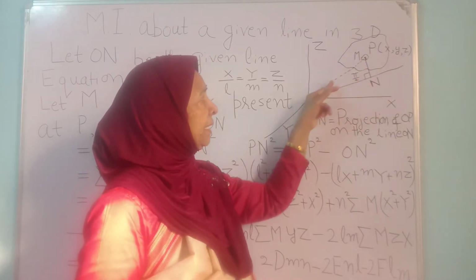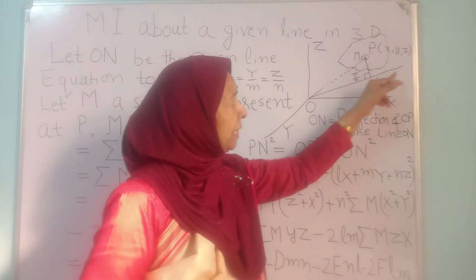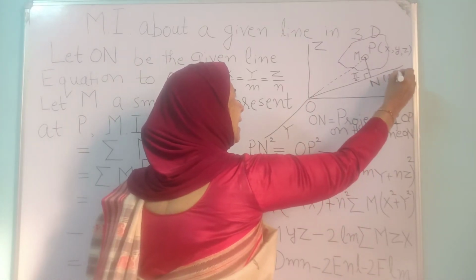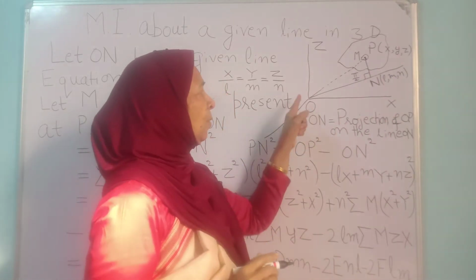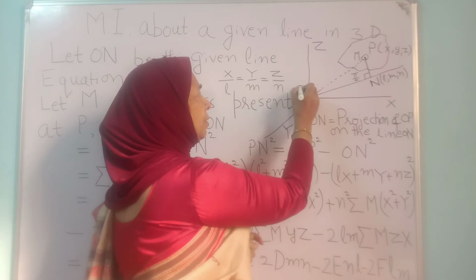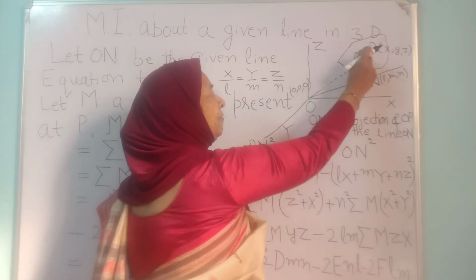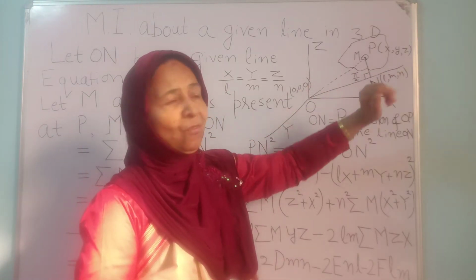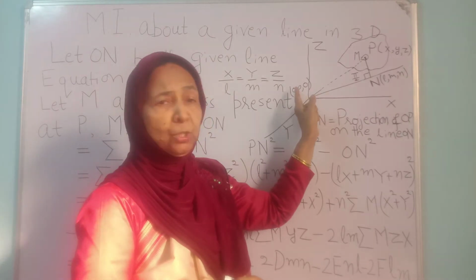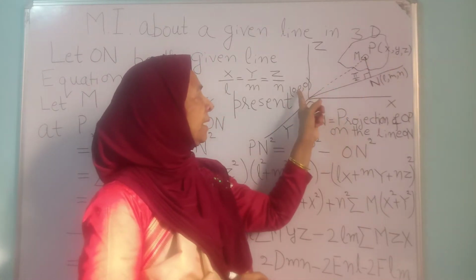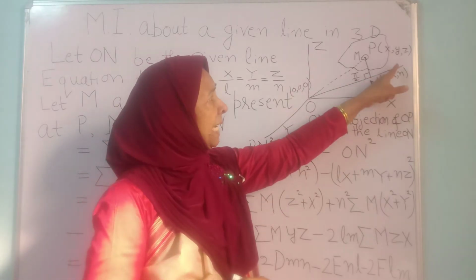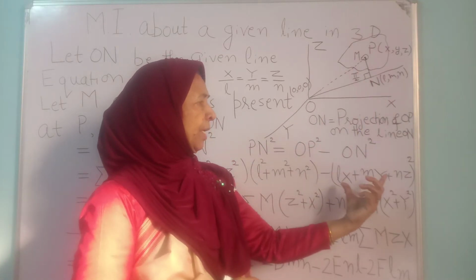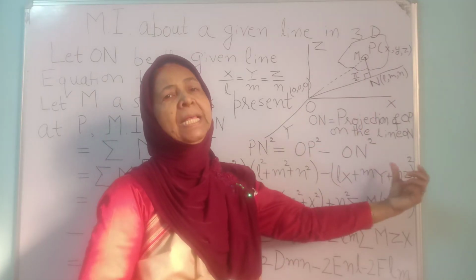We are calculating the projection of OP on this line, and the elements of the line are known. They are given to us. And this point is also known, 0, 0, 0. So the projection of this OP on the line ON will be (x minus 0) into L plus (y minus 0) into M plus (z minus 0) into N. So that is going to be Lx plus My plus Nz.